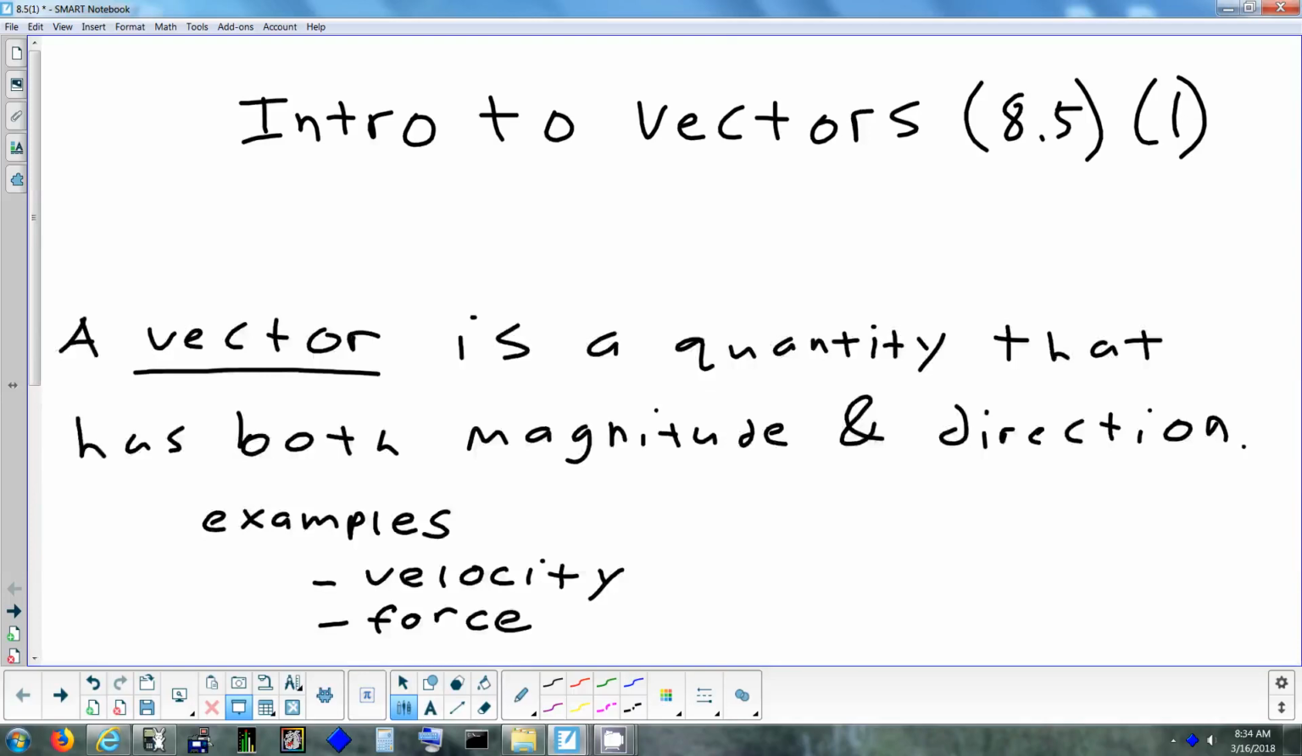Two very common examples that we use vectors to represent in real life are forces and velocities. Both force and velocity have a magnitude. For velocity, you can think of the magnitude as the speed. For force, you can think of it as how hard you're pushing on something. And they both have directions.